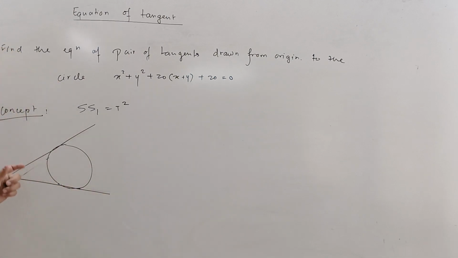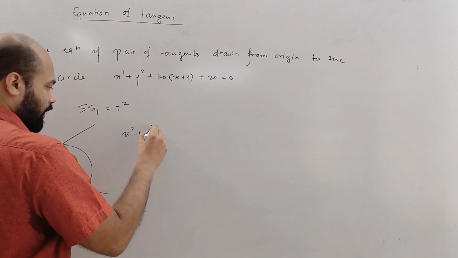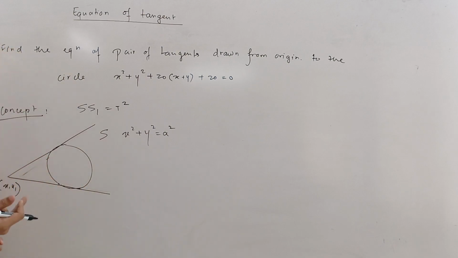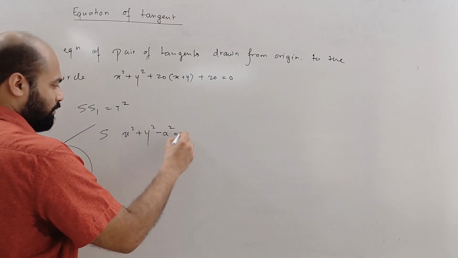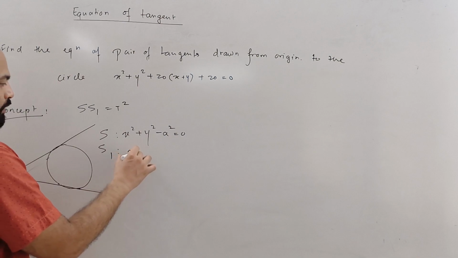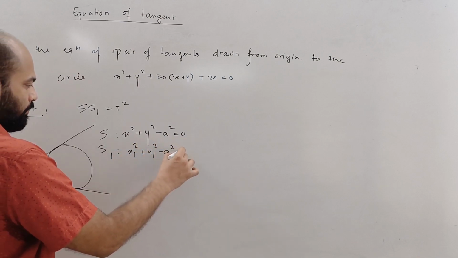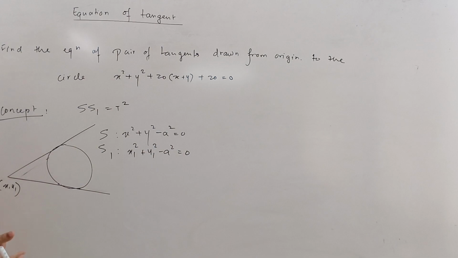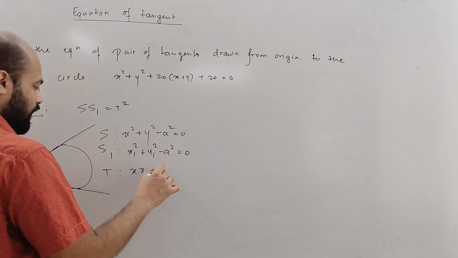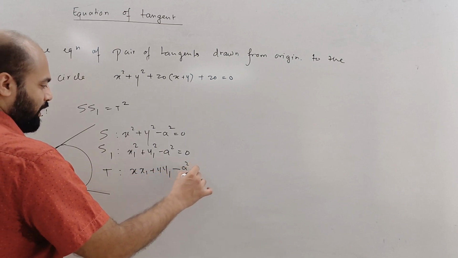Okay, this is another tangent that we're drawing. So this is x1, y1 from where you're drawing the tangents. And the circle, let's say, is x square plus y square equals a square. Now this is nothing but S. If I write it in a slightly modified fashion, this equals 0, this is S. S1 is what? If I put this point over here in this equation, that will become S1. And then T is the equation of the tangent. So T is nothing but x x1 plus y y1 minus a square equals 0.